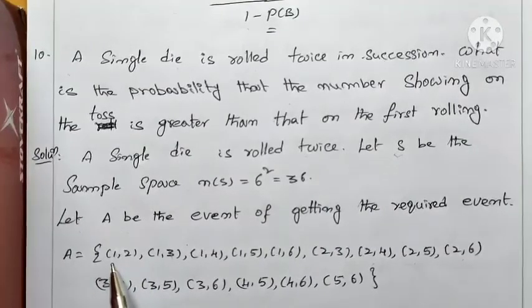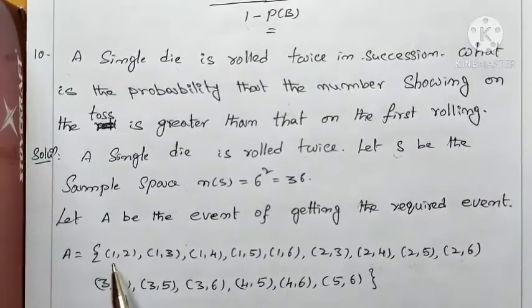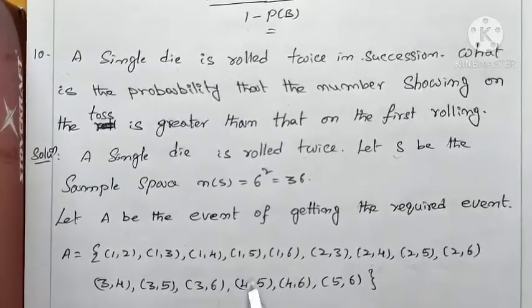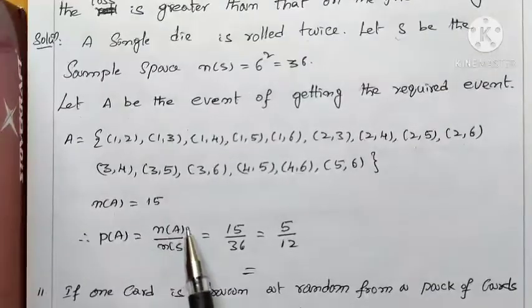You observe this one. This is the first time roll, the uppermost face showing this number. Second time is greater than this one. So here it is 2: (1,2), (1,3), like that. N of A is equal to 15. Therefore, P of A is equal to N of A by N of S, 15 by 36, that is equal to 5 by 12.